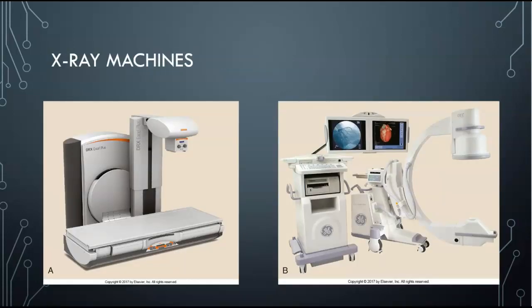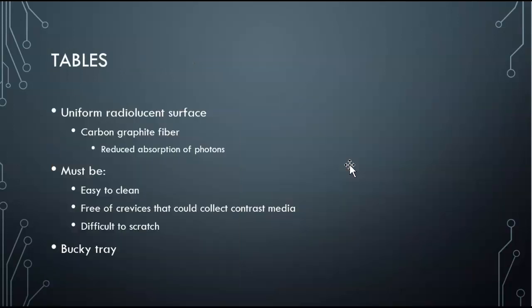Looking at the X-ray machines, as you can see here, we have just a general purpose X-ray room with the table, and here we have a C-arm. With the C-arm, we need to have monitors also, okay?